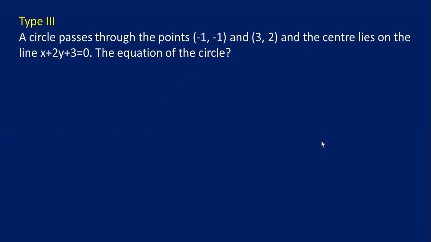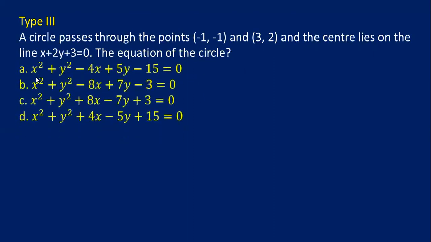If we go from the general equation, that problem will also be bigger. Then we will test the options. Here are four options. Option A is x² + y² - 4x + 5y - 15 = 0. Option B is x² + y² - 8x + 7y - 3 = 0. Option C is x² + y² + 8x - 7y + 3 = 0. Option D is x² + y² + 4x - 3y = 0.